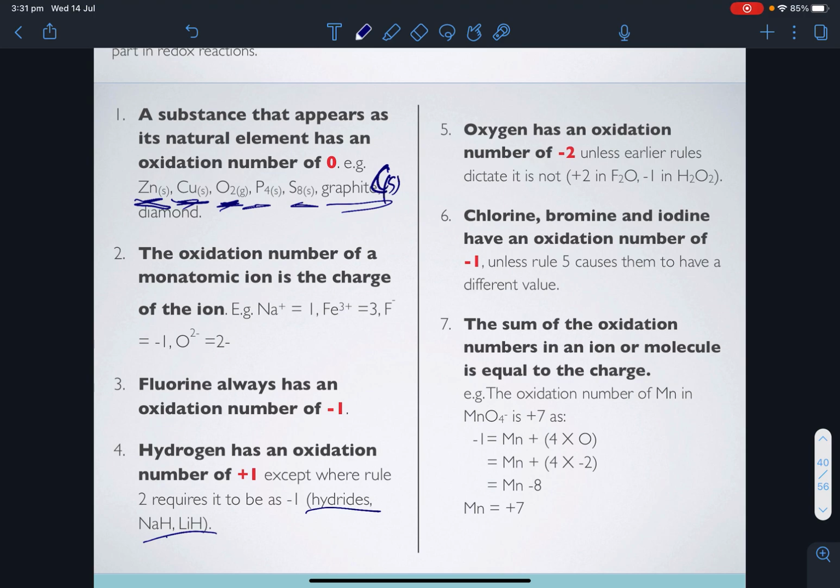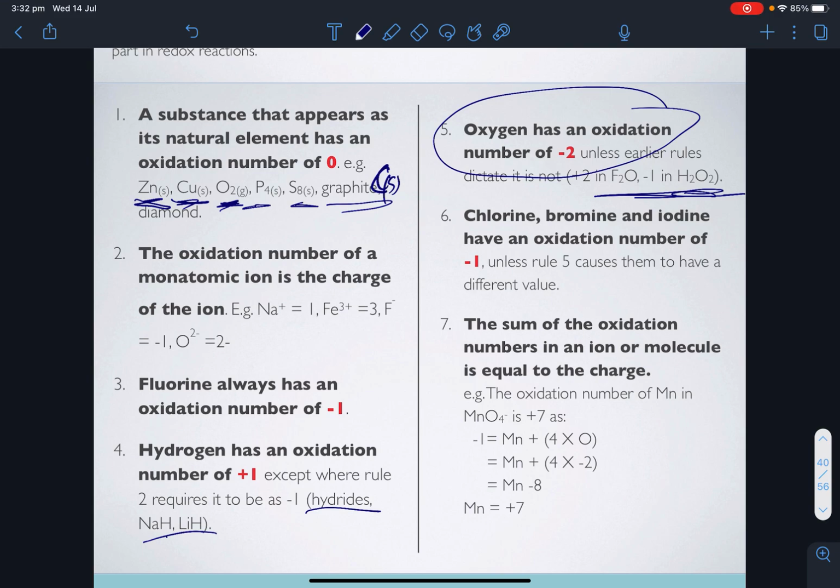Oxygen has an oxidation number of negative 2, unless it goes against the past rules. And here's 2 exceptions, very, very rare. F2O and hydrogen peroxide, very rarely come up. So most of the time presume oxygen has an oxidation number of negative 2. The halogens have an oxidation number of negative 1, unless an earlier rule causes them to have a different value. Very, very rare.